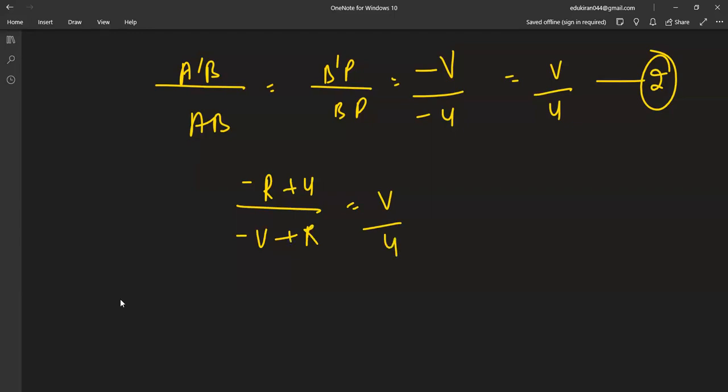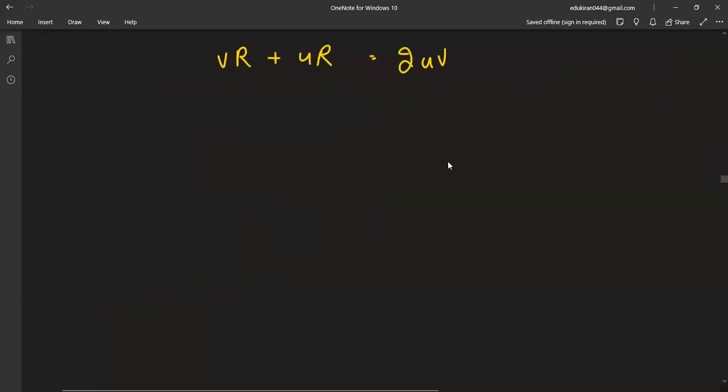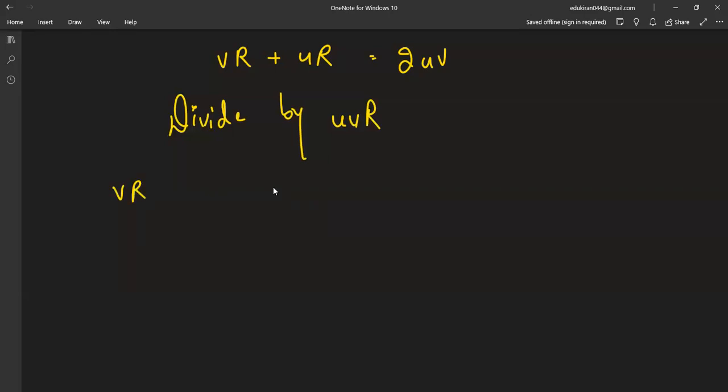Now take the LCM. This becomes minus UR plus UV is equal to minus UV plus VR. So VR plus UR is equal to 2UV. Now what we do is divide this entire equation by UVR. VR plus UR is equal to 2UV was there already. Divide this by UVR.